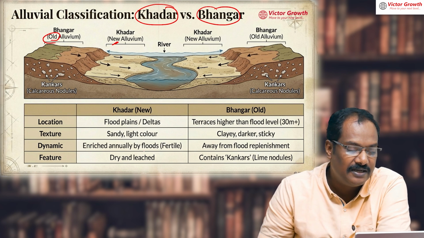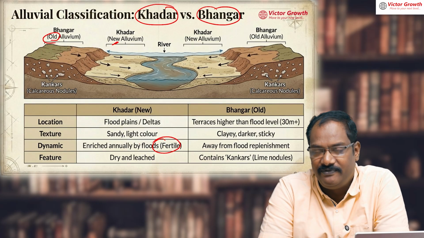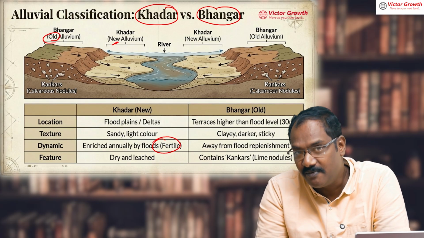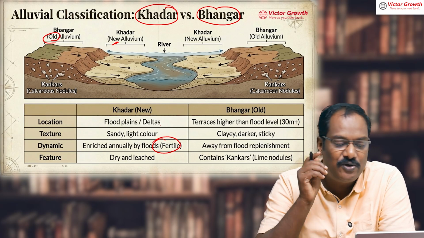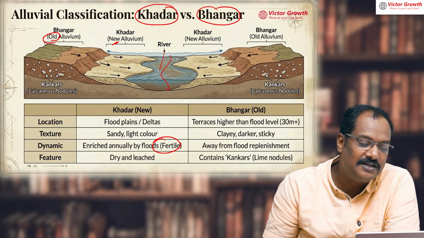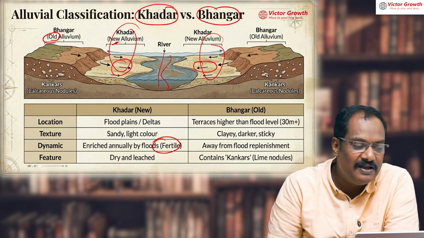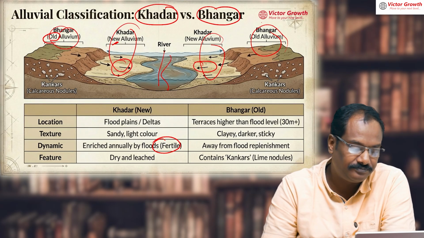Please write down this. It is fertile, very good, enriched annually by the flood. Whenever there is a flood coming in the river, they will enrich with the new nutrients. Thereby, the soil is highly fertile. Understood, sir? And it is found very near to the floodplain. This is the river, and near to it we have Khadar. Very near we got. Away we have got Bhangar. Bhangar is old alluvium. They are not very fertile.